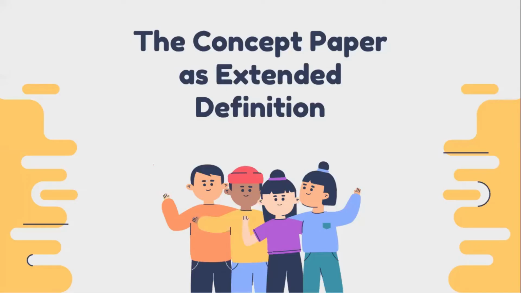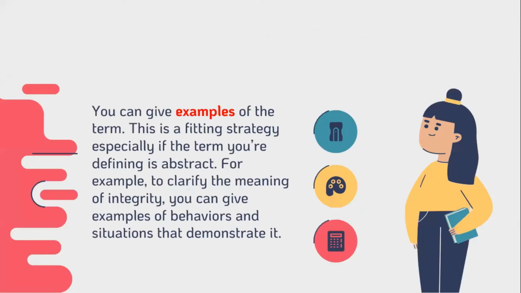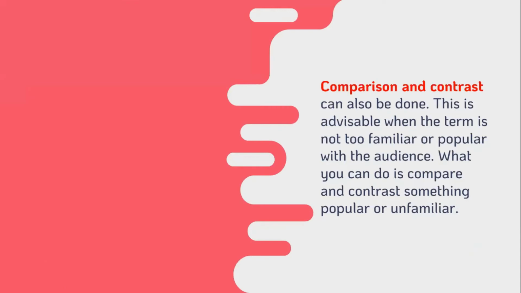So, here are some of the ways on how to write a concept paper as an extended definition. So you can give examples of the term. This is a fitting strategy, especially if the term you're defining is abstract. For example, to clarify the meaning of integrity, you can give examples of behaviors and situations that demonstrate it. So it can be challenging if you define an abstract term since people cannot hear it, touch it, or feel it. Hence, provide an example so that they can visualize the idea in their mind and understand the concept that it pertains to.